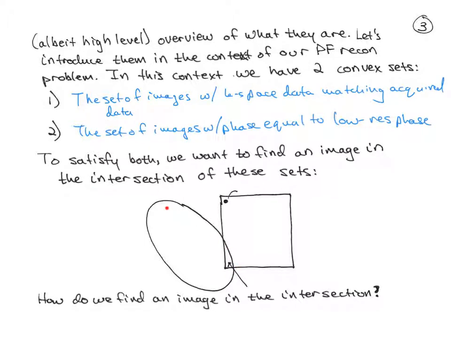So I've arbitrarily drawn one set as this oval here. This is like a set in two coordinates. And let's say that our initial point is up here, and it lies in just one of the sets. And we could arbitrarily say that set 1 is the set of images that have k-space data matching the acquired data, and that set 2 is arbitrarily the set of images with phase equal to the low-res phase. So the question then is, how do we find an image in the intersection of these two sets?